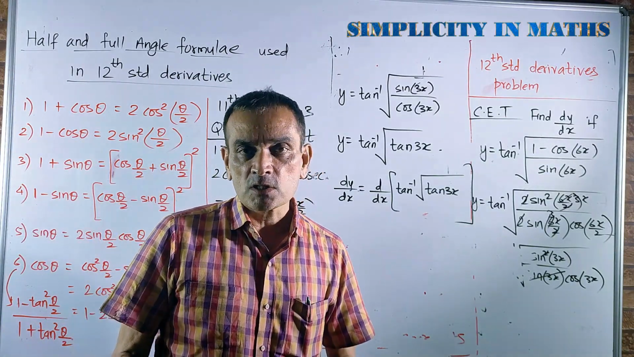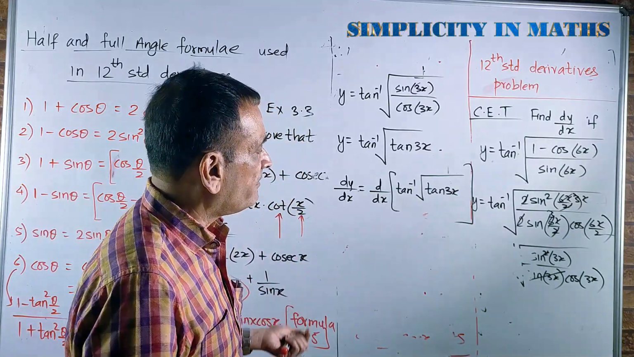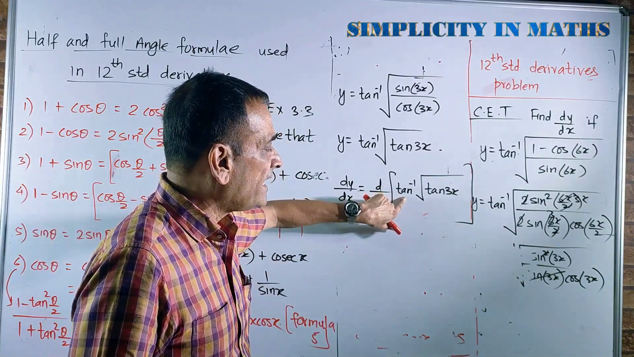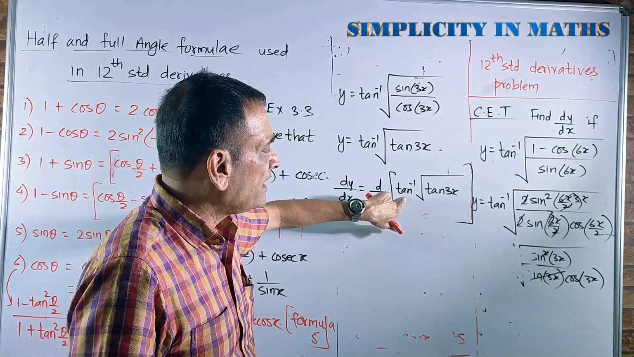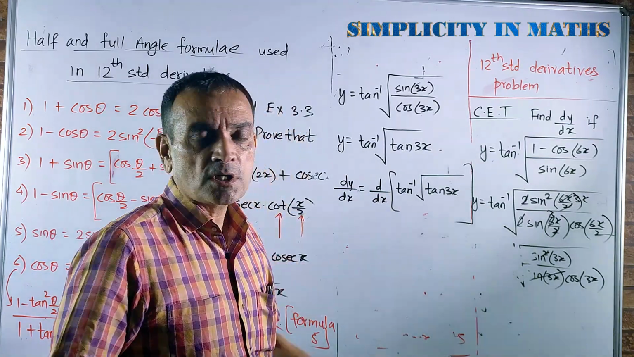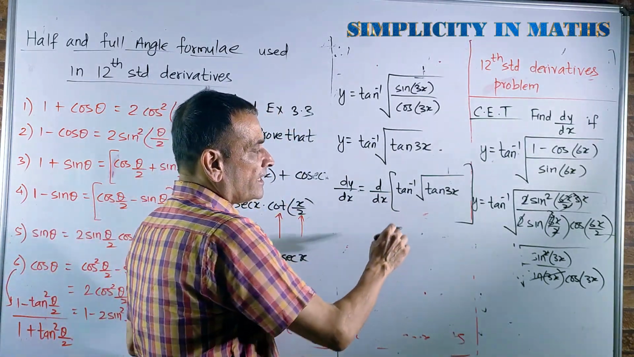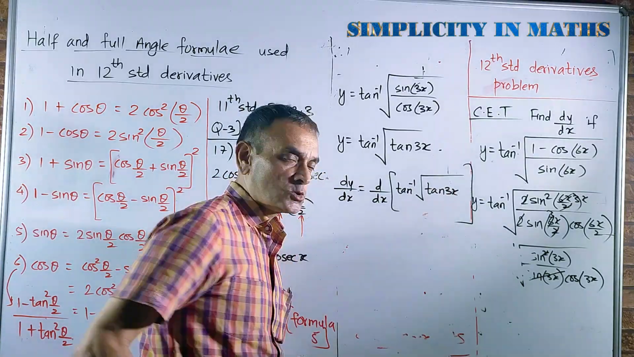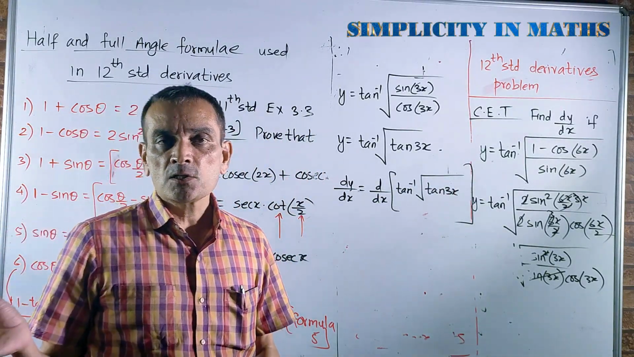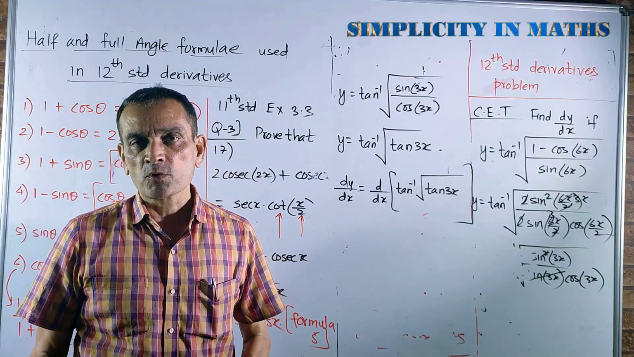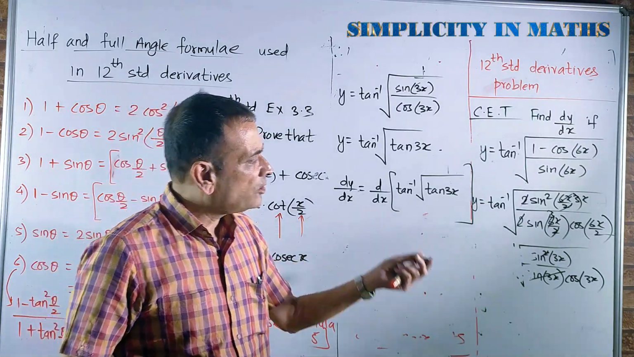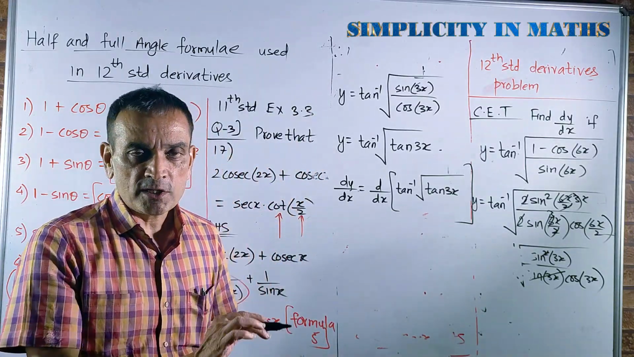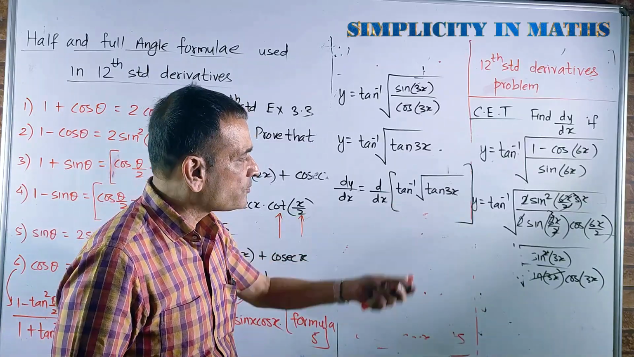Derivative of sin x is cos x. You know all those things. So in the 12th standard you are going to learn the derivative of tan inverse x. After using that formula, you have to take the derivative of root of tan 3x also. That is called the chain rule, or derivatives of composite functions. That I will not explain over here. After you reach 12th standard, then we'll again repeat this problem.